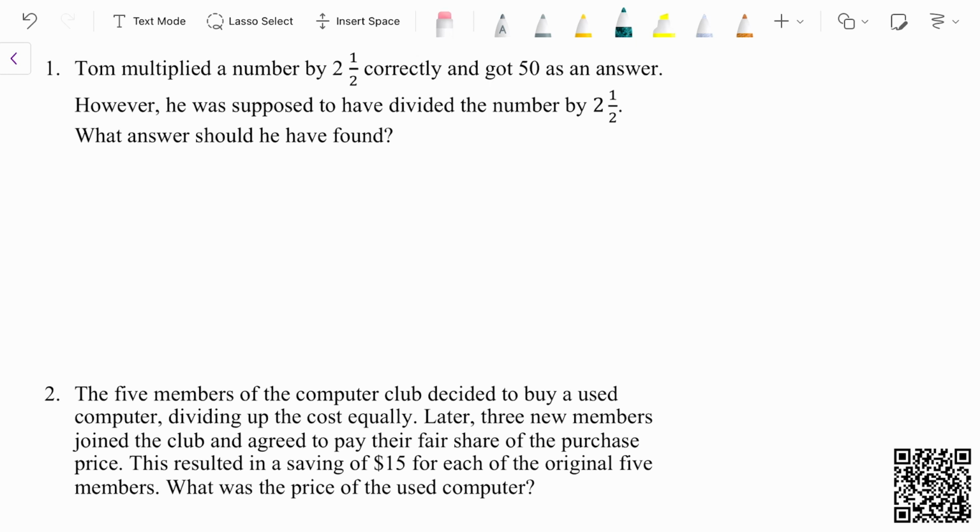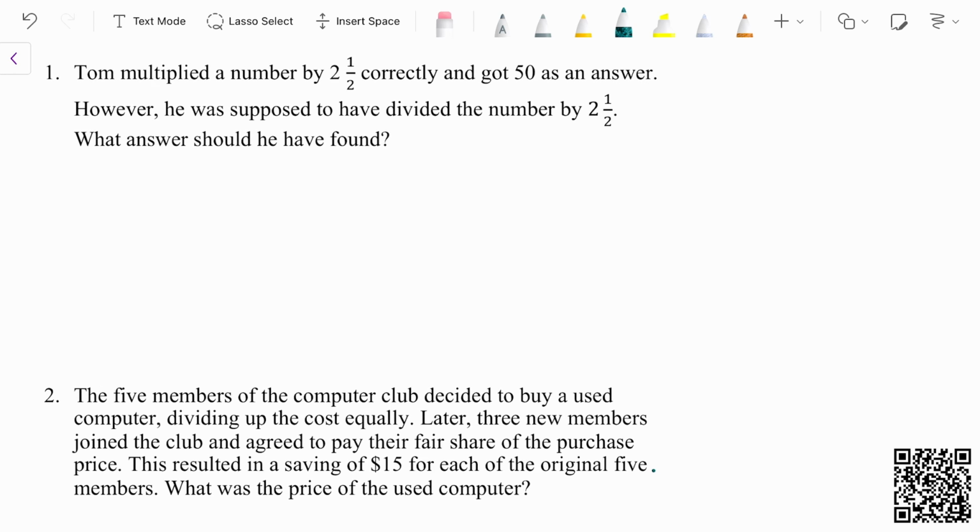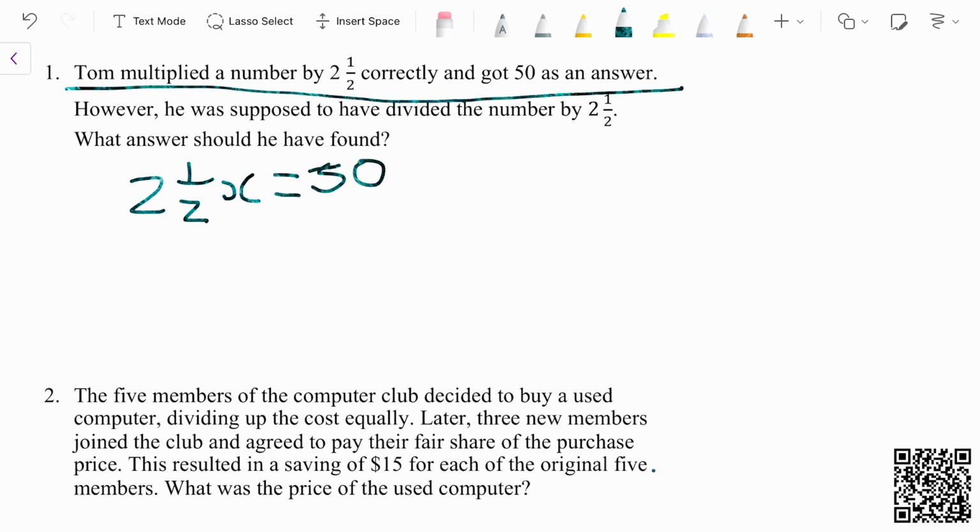So, define, more fancy, our number as x. So if our number is x here, then 2 1/2 x would be equivalent to 50, because that's the first part of the equation. It's a word problem, yo. I hate word problems. But anyway, there are a lot of word problems in the world, so you kind of do have to hone your skills. He was supposed to have divided the number by 2 1/2, but we won't worry about that first because we need to find out what x is.